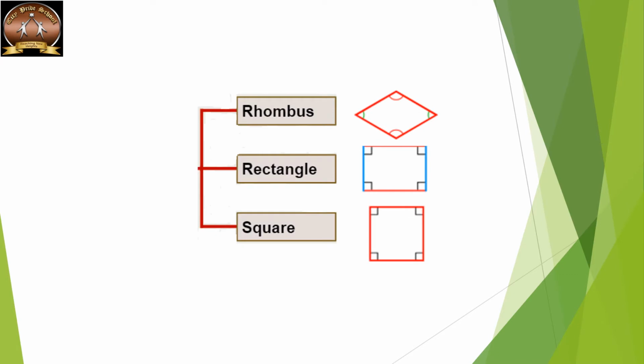Now let us look at these quadrilaterals. Rhombus, rectangle, square. What do you observe about opposite sides of all these quadrilaterals? Yes, the opposite sides of these quadrilaterals, if you see, are parallel to each other. Such quadrilaterals are called parallelograms. We are going to look into the properties of parallelograms now.